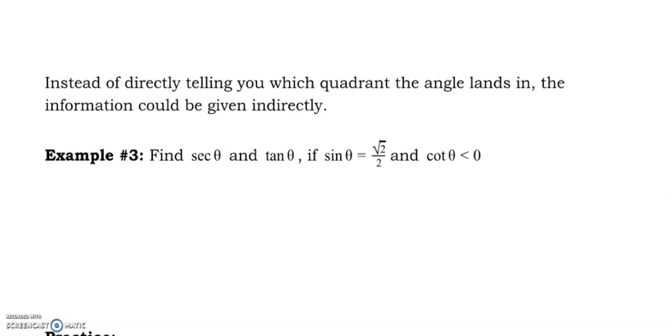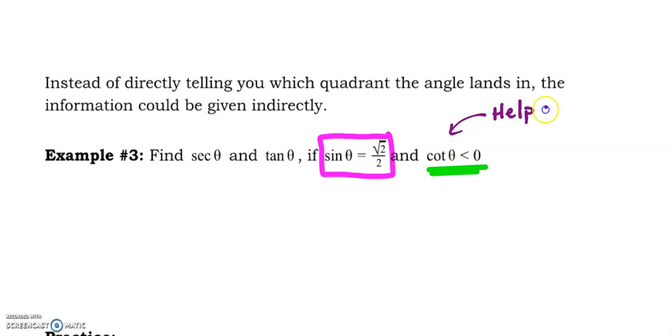So what we're going to do in these problems is give you that kind of information, right? We're going to tell you a specific trig value, so sine of theta equals square root of 2 over 2. And then we're going to give you some extra information. This is to help narrow things to one quadrant, okay? Not the first quadrant, just a quadrant, okay?